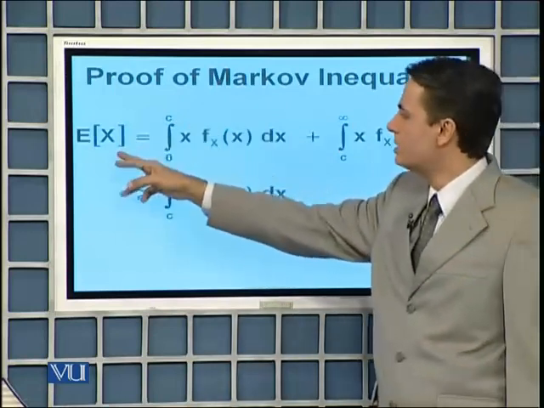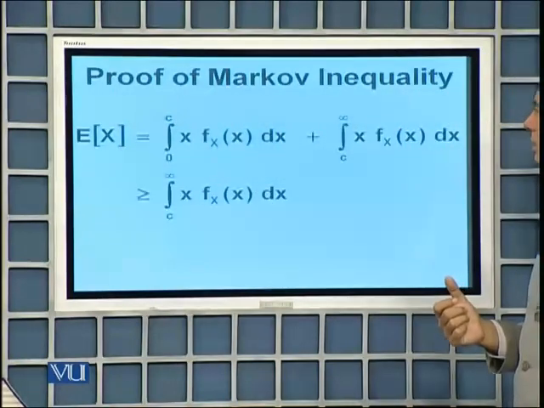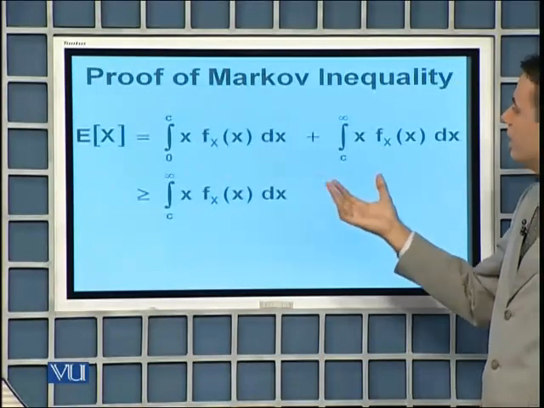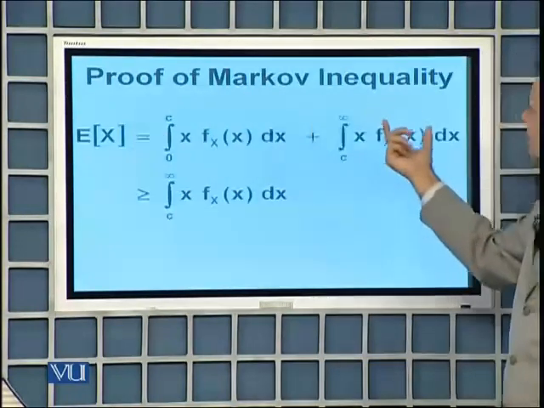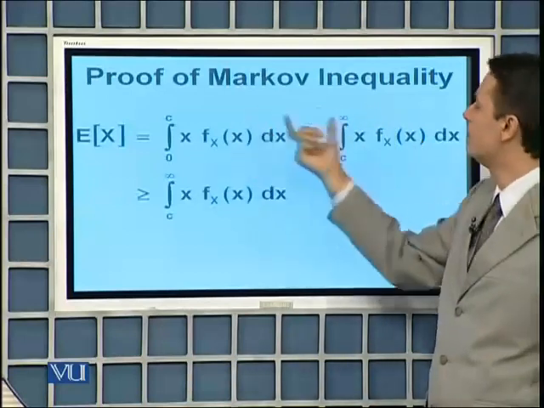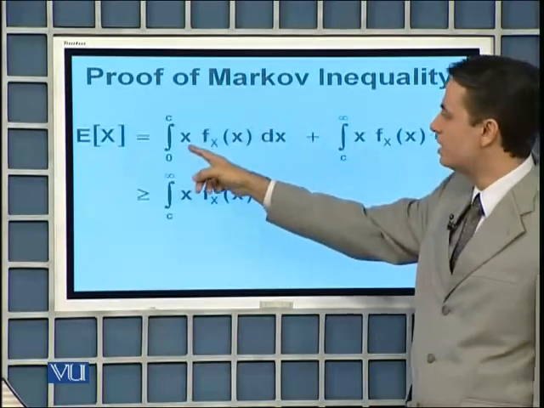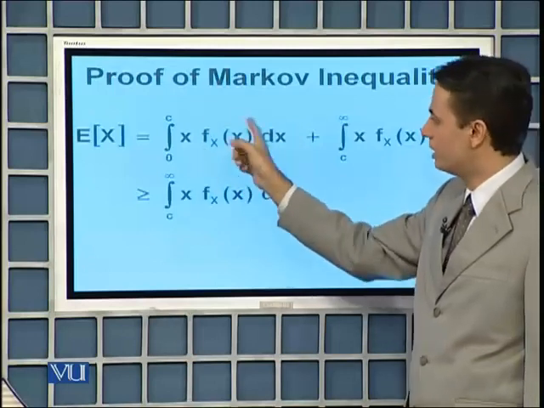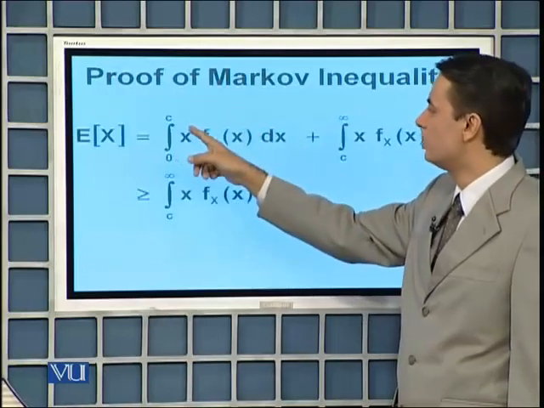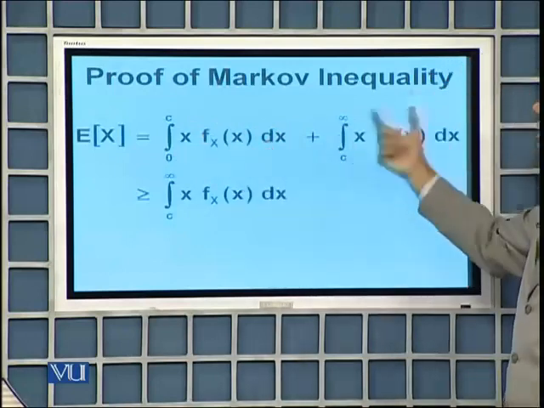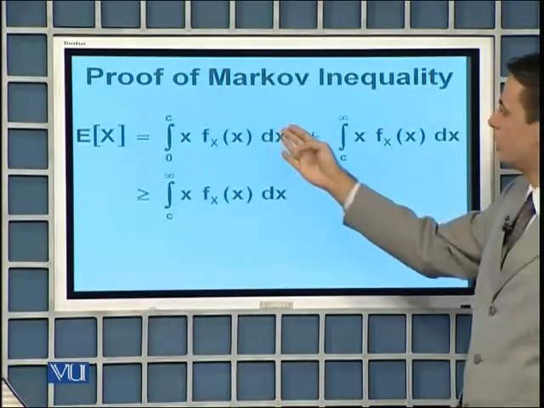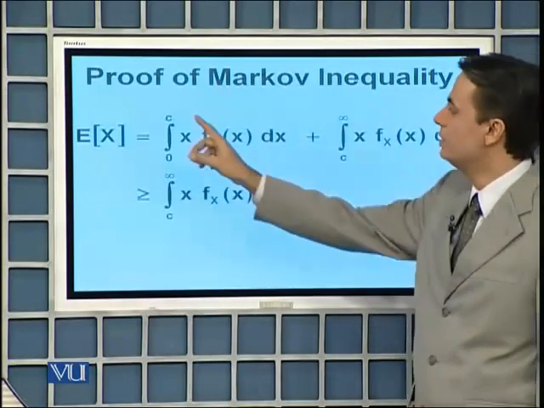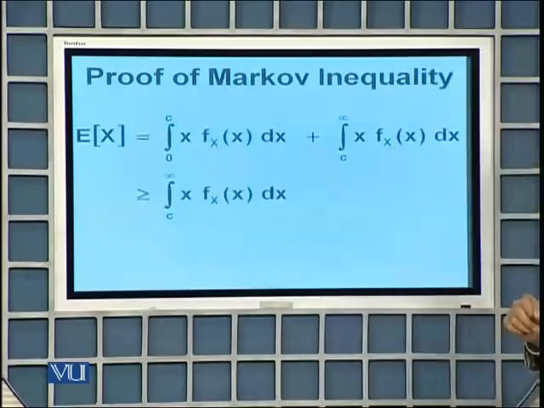So expected value of x is the sum of these two integrals. If I drop the first integral, from 0 to c, out of this equation, then the left side becomes larger and the right side becomes smaller, because all these integrations are going to give me positive numbers. X is positive because the random variable only assumes positive values. Fx, the PDF, is always positive. The multiplication is positive, and integration from 0 to c is a positive number. Integration from c to infinity is also positive. Everything is a positive number. So if you drop one positive number out, the remaining expression is going to be smaller than the total expression, which is expected value of x.